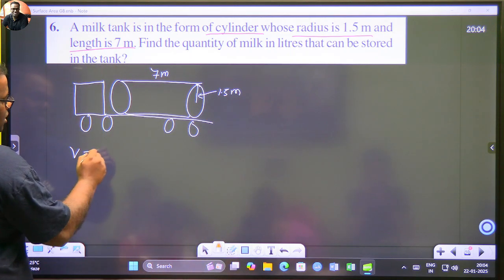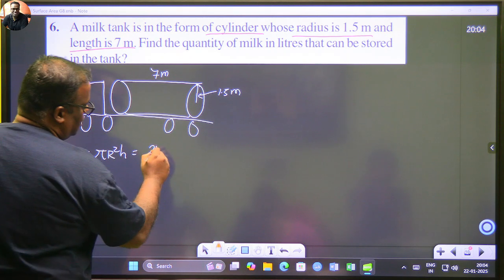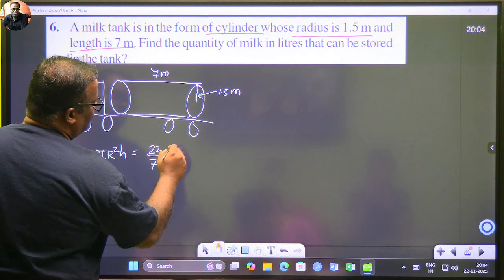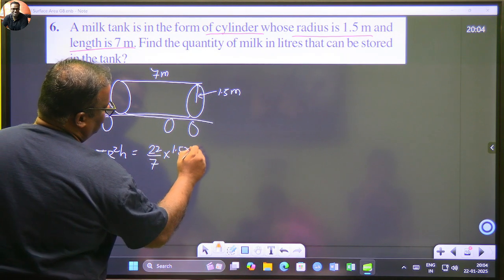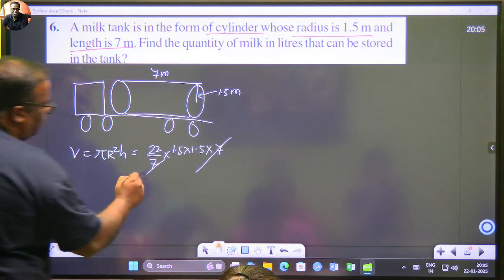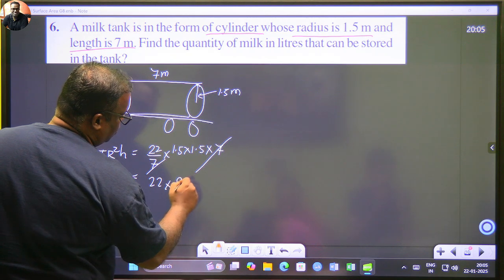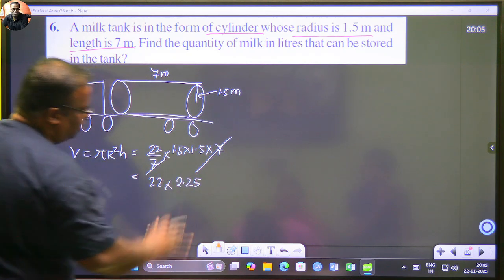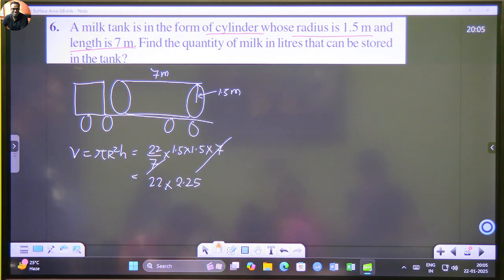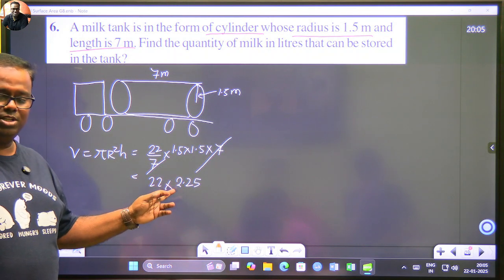Can I calculate its volume? Very nicely. Pi r square h. Pi means 22 by 7. R square is 1.5 into 1.5. And h is how much? 7. So 7 and 7 go away. 15, 15, 225. So 22 into 2.25. So this is what we have to do. ठीक है? Clear?